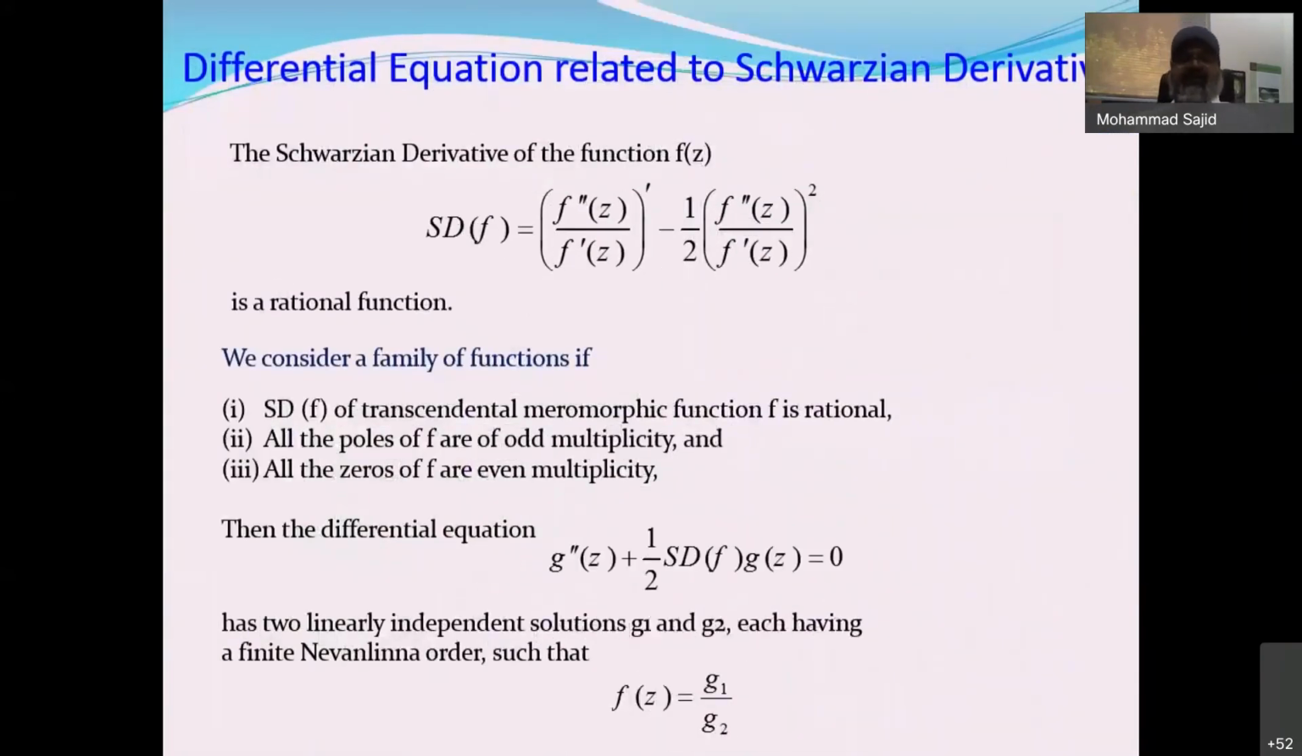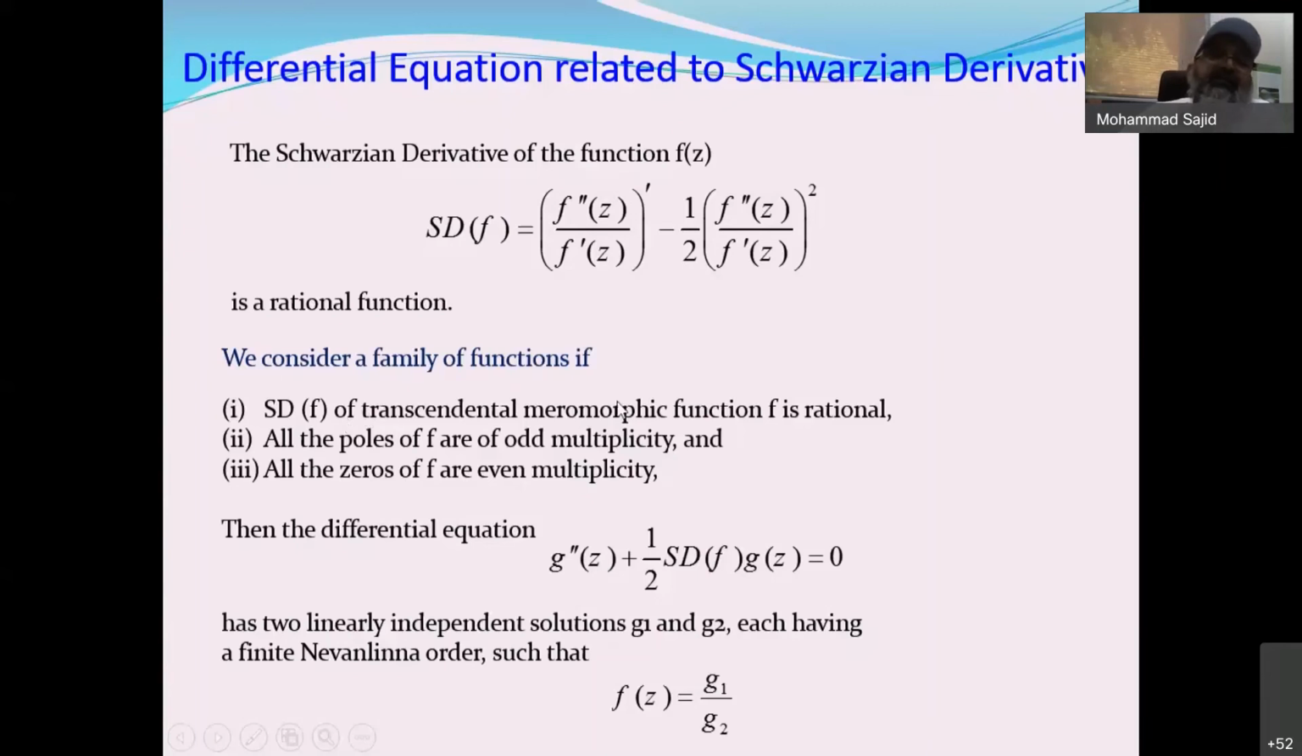Now we have a differential equation related to the Schwarzian derivative. The Schwarzian derivative SDF is a rational function. We consider a family of functions. If the Schwarzian derivative is rational, then I have generated this result, and we consider the family.